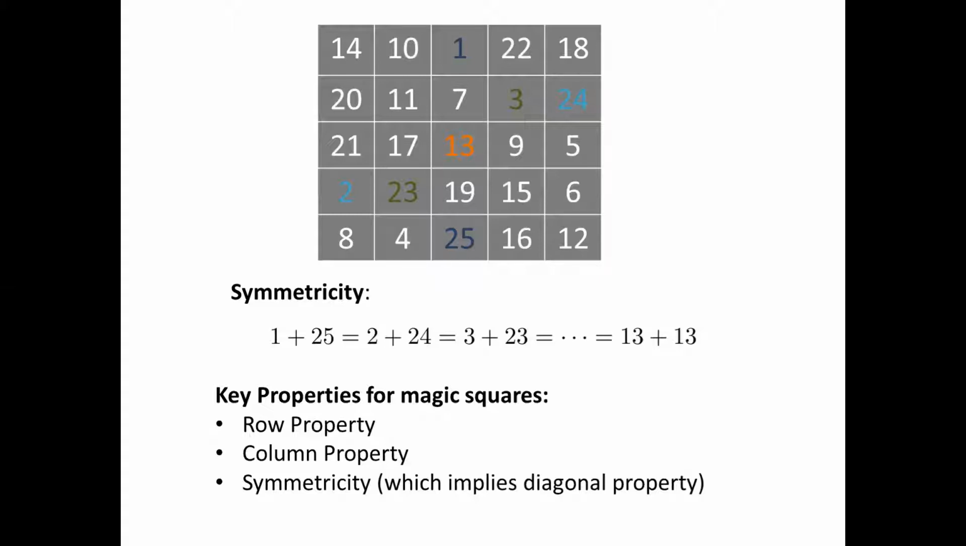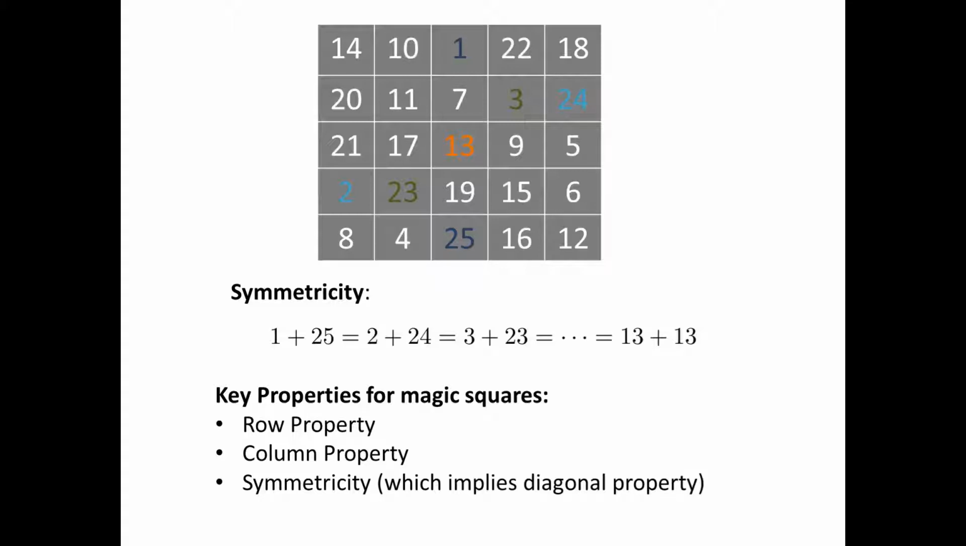Why? We can take a look at this example. 13 and 12 are symmetric. They sum up to 13 plus 13. So do 11 plus 15. So the diagonal sums up to 65 automatically if it is symmetric.